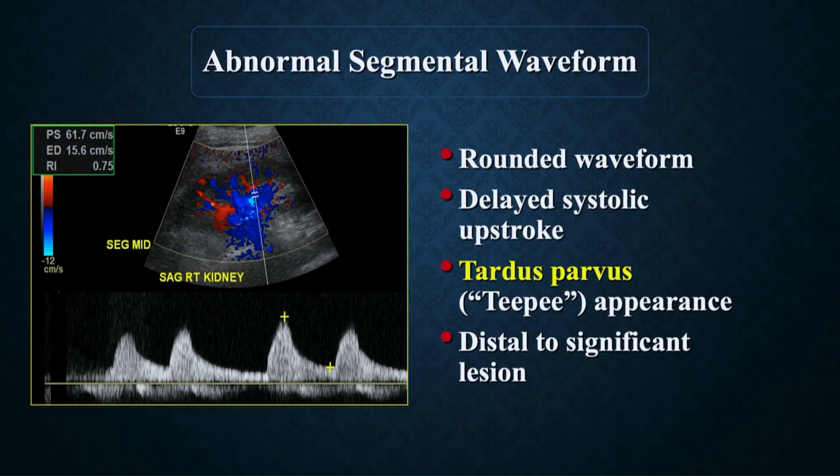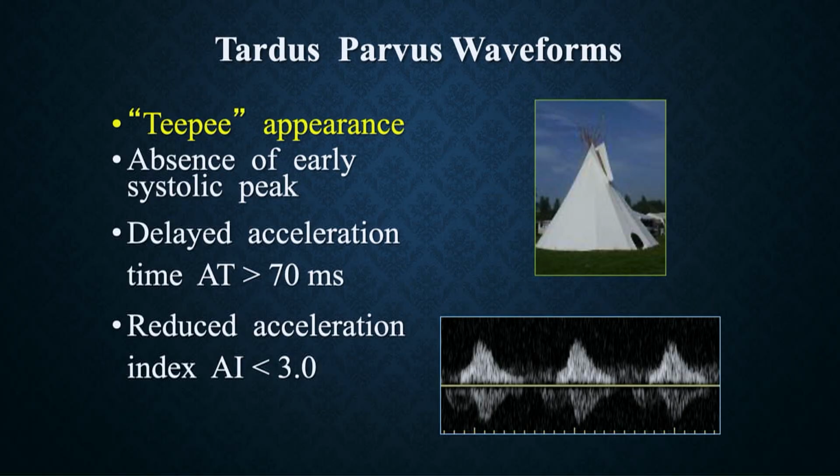Another example of a tardus waveform, these are abnormal waveforms that we obtain from the segmental branches at the hilum of the kidney. Again, we're just looking for that delayed systolic upstroke, and it should be distal to the stenosis. So, TP, tardus parvus, it looks like a TP, right? And some folks will do the acceleration time from the waveform. Some will look at the acceleration index. I've trained my folks so that they look at the waveform. If you have a waveform that looks like that, you don't really need to do these indices. The machine will do these calculations for you, but I think sometimes just looking at them and comparing them side to side really is helpful, as I'll show you.